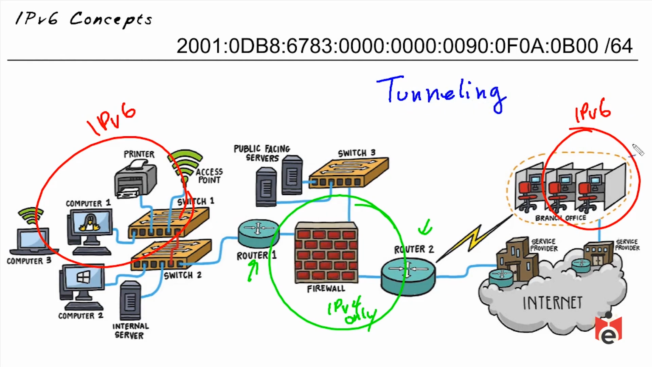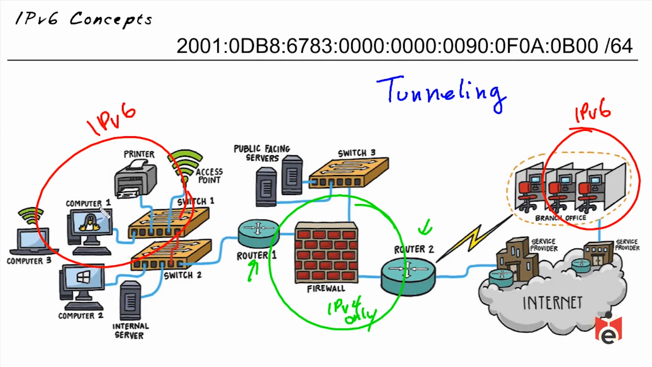And tunneling is about taking a packet and wrapping it up into another packet so it can cross a portion of our network. So we could have IPv6 here. We could encapsulate that or put that into a new IPv4 packet as it crosses the network here, and then have another device on the other side de-encapsulate that or take out the original packet for IPv6 and deliver it to its final destination.